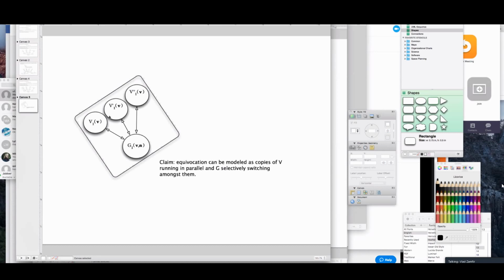I think we're going to have to add a little more structure into V in order to say how V decides when to make bets. And then I think this would be pretty complete. Okay. All right.